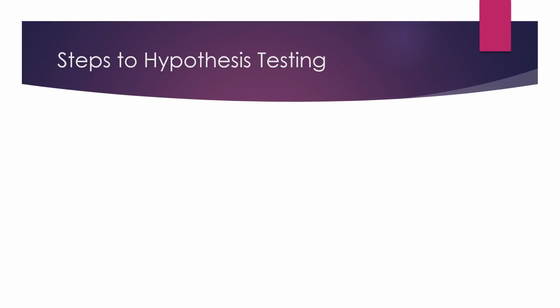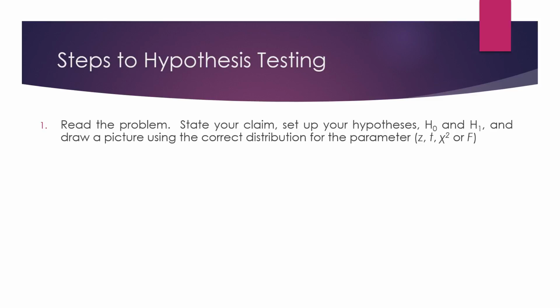So now let's look at the 7 steps to hypothesis testing. We're going to talk about each of these steps individually. As a matter of fact, there is some extra practice that I'm not going to go over. It gives you a lot of practice for setting up this first step, which is the null and alternative hypotheses, your H0 and your H1. So this first step is to read the problem, state your claim, set up your hypotheses, and then draw a picture using the correct distribution.